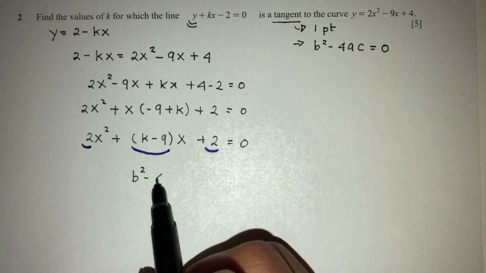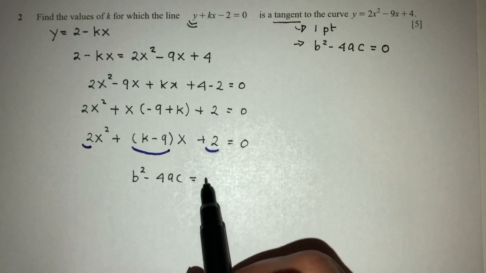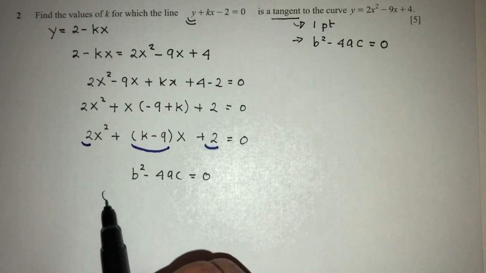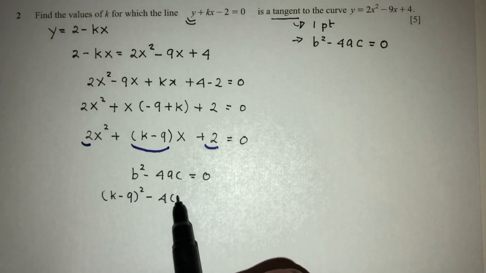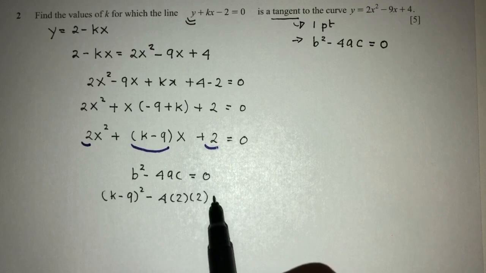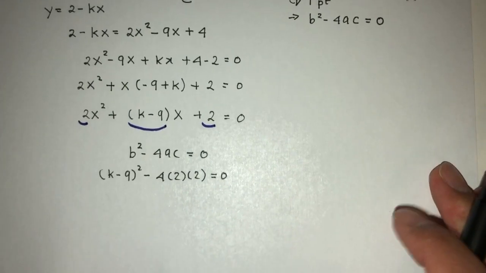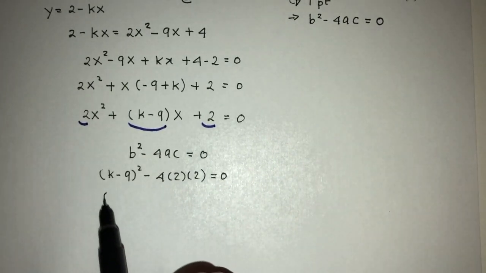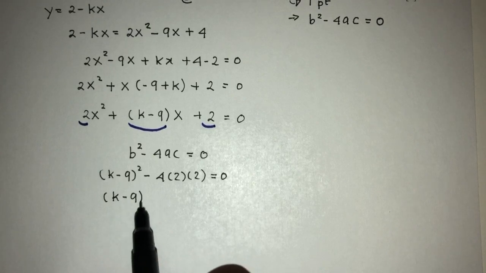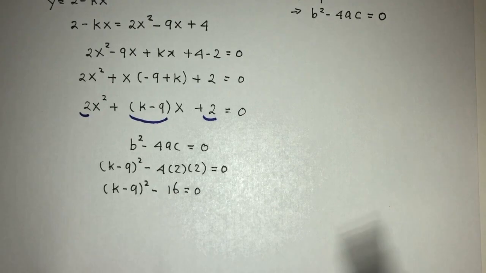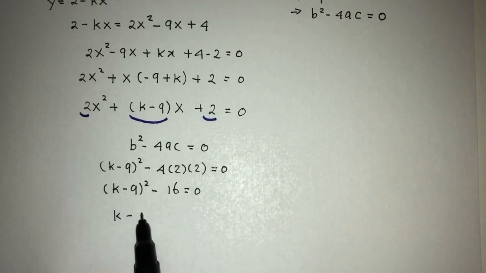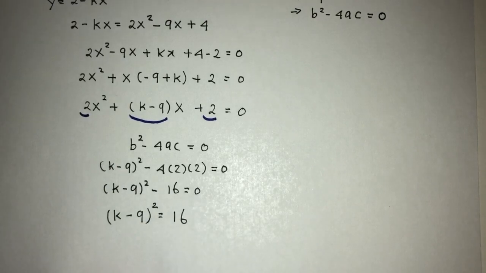The discriminant has to be equal to 0. So b squared will be what? k minus 9 squared minus 4 times a times c equal to 0. Let's solve. That will give you k minus 9 squared minus 16 equal to 0. So simplify. k minus 9 squared will be 16. Okay.